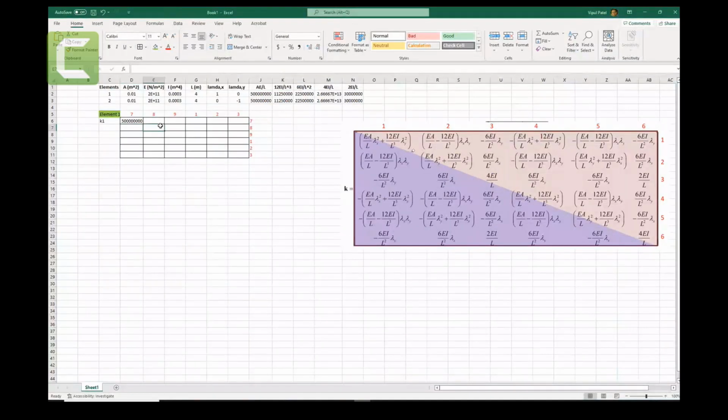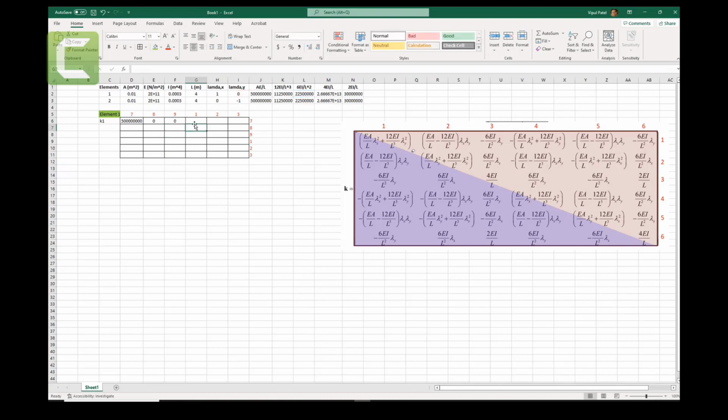Good. Number 8, bracket AE on L minus 12 EI on L cubed, times lambda x times lambda y. Whoa. Okay, so 0, perfect. Let me put everything in the middle. Number 9, minus 6 EI on L square, times lambda y.